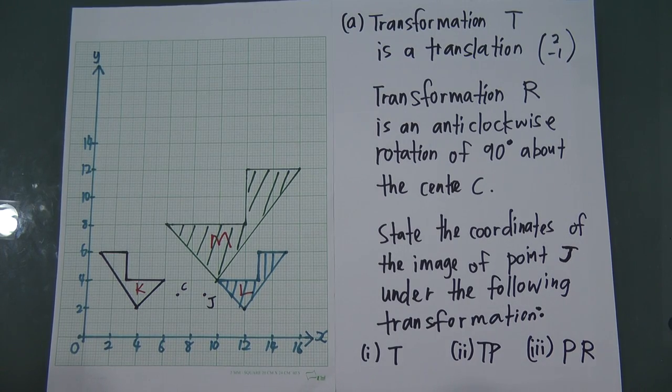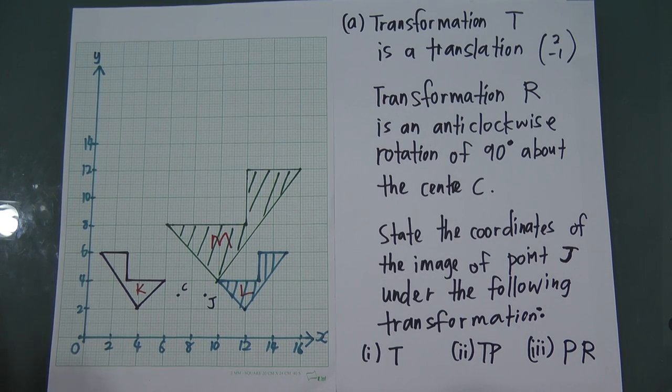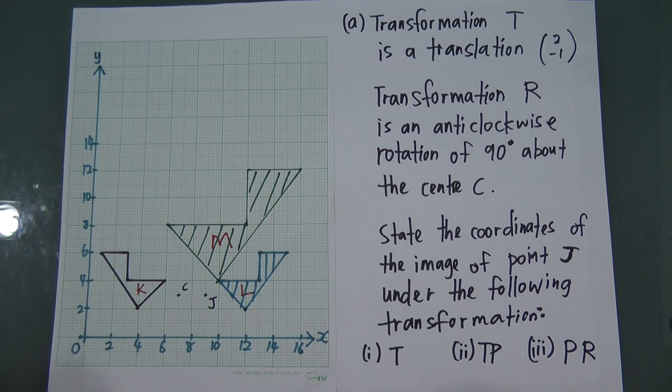Okay, today I'm going to discuss one of the past year questions. Actually, I got this question from the SAS Buddy past year questions. I think this is the question for 2012, paper 2, transformation. Of course, transformation is part of modern maths. I think it's Form 5 Chapter 5, if I'm not mistaken.